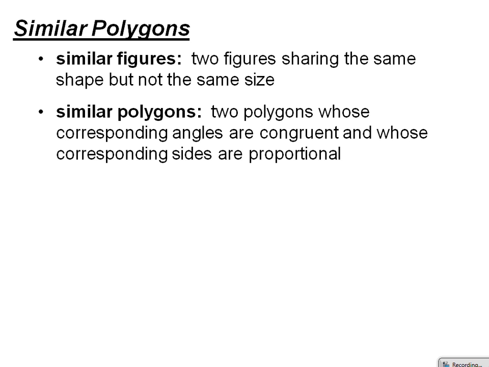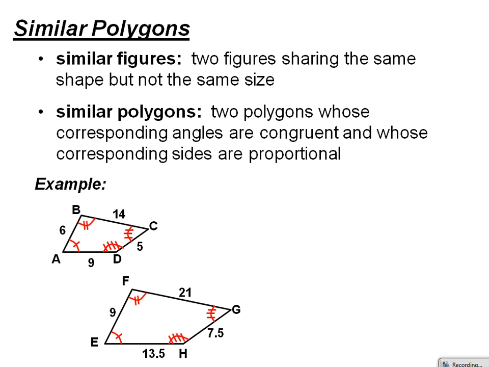Now, this is what we use to come up with the definition of similar polygons, which are two polygons whose corresponding angles are congruent and whose corresponding sides are proportional. Let's say we were given these two quadrilaterals, ABCD and EFGH, and we asked ourselves, are these polygons similar? And if so, why?